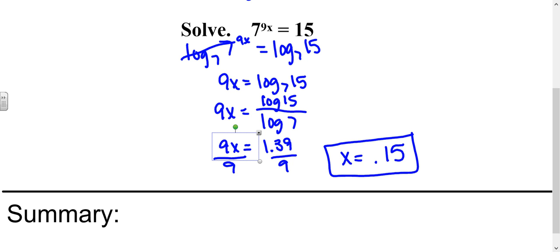Another way that you can think of this is if you rewrite it in logarithmic form. Remember, this is the base, this is the power, this is the answer. So it would be like log base 7 of the answer, 15, equals the power. Remember, BAP? So it ends up coming out to be the same thing. It's just written backwards. So you can do those problems either way.